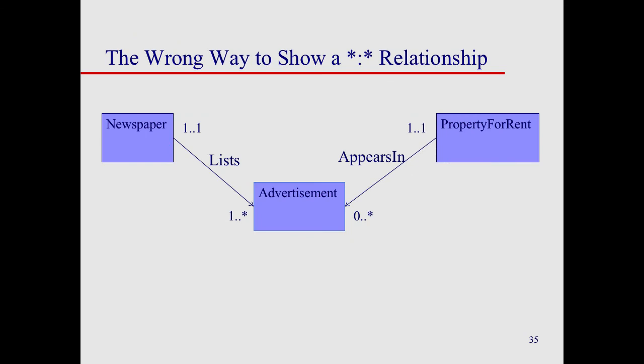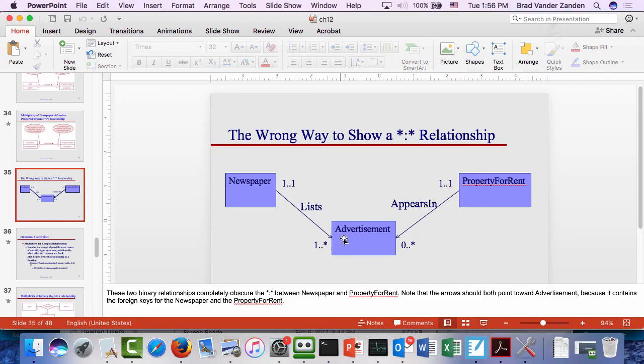And this is the wrong way to show a many-to-many relationship. I know I just need a couple more minutes, then I'll let you go. But you don't show a many-to-many relationship by putting an entity here, even though it will probably end up as a relation.